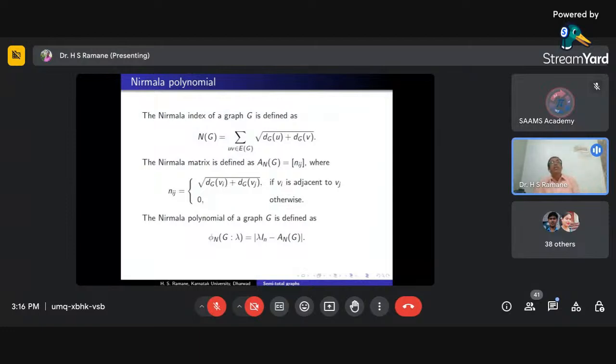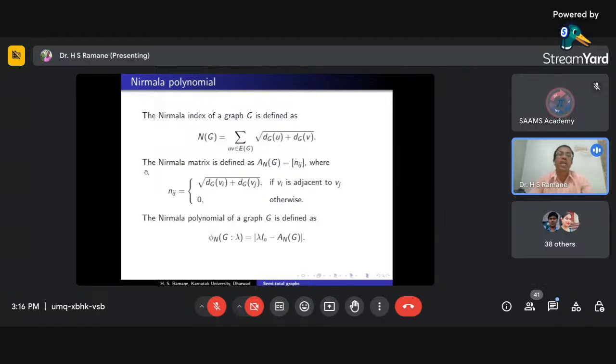This is the Nirmala polynomial. Again, here also similarity is there. In the Sommer index, we get the square root of du squared plus dv squared, whereas the Nirmala index is simply the square root of du plus dv, where u and v are adjacent. So the same technique can be used for the Nirmala polynomial also, because the similarity is there, only the square is not there.